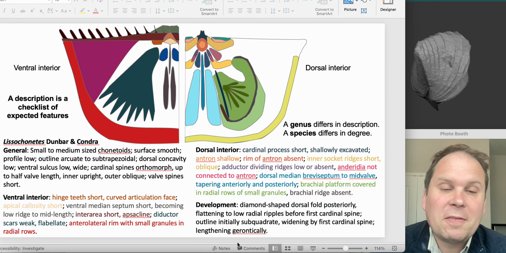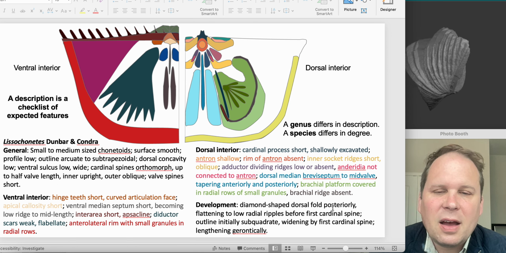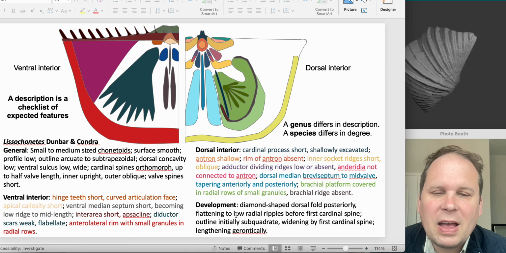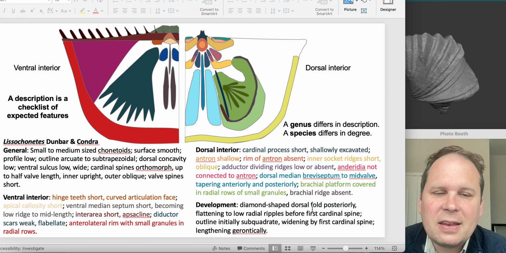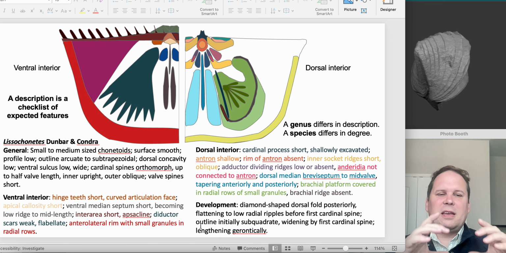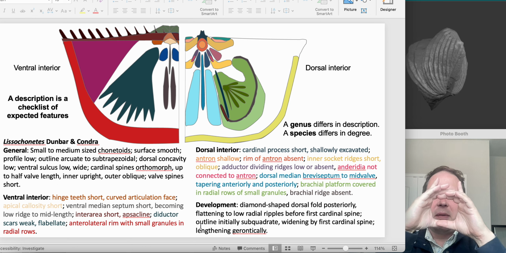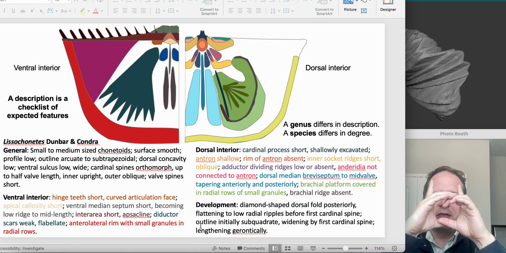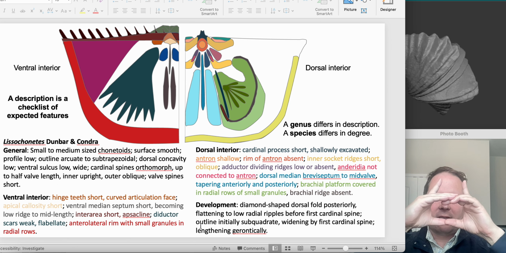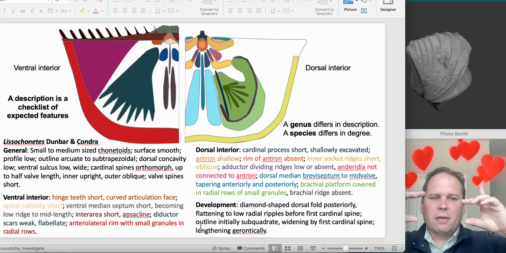And then lastly, the developmental characters. So the posterior of one valve is going to have a diamond-shaped fold on the dorsal valve. And it's going to flatten out. And the outline is originally almost square, roughly. And then by the time it puts in its first spines, so here they are, the first cardinal spines along the hinge, then it's going to start to metamorph, and it's going to start to get wider relative to length.